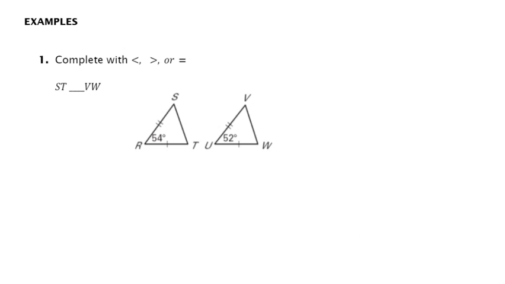For this first example, you're really just comparing. So I have that these two sides match up. The angle connecting them, they tell me, is 54 and 52. So this is the larger angle, this is the smaller angle. And if I look at the opposite sides, this is the longer side, this is the shorter side. So ST is actually greater than VW.